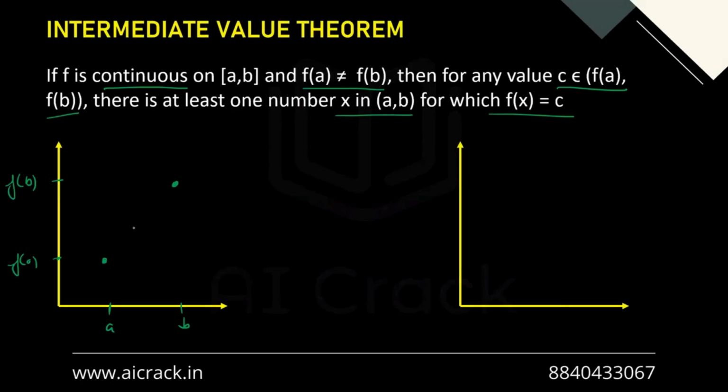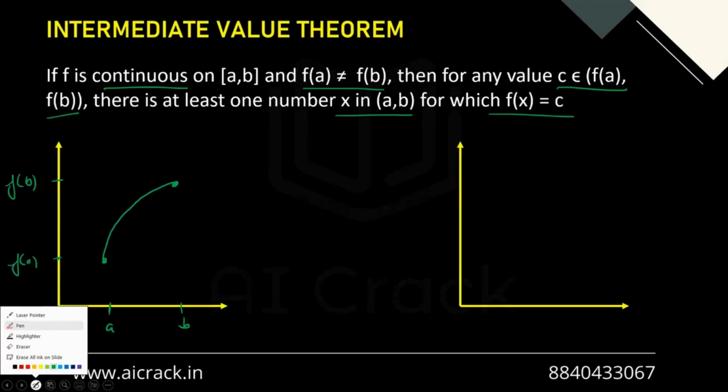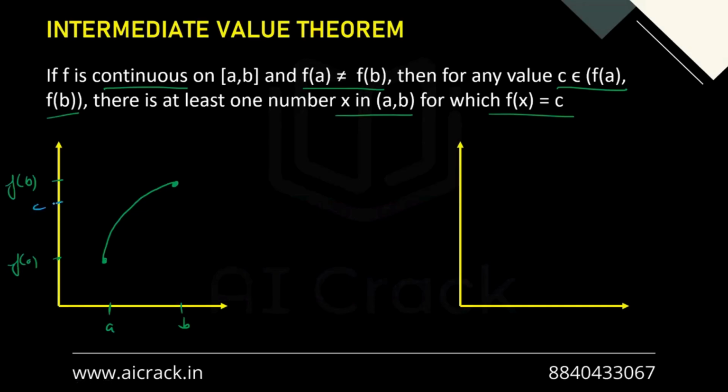F is continuous on AB. Let's draw a continuous function like this one, let's say. This is a continuous function over there. Then for any value c that belongs to fa fb, let's take a value c over here. Let's choose a different marker. So we have this c value over here. There is at least one number x in AB for which fx equals c. So there has to exist one number between a and b for which this function value equals c, right?